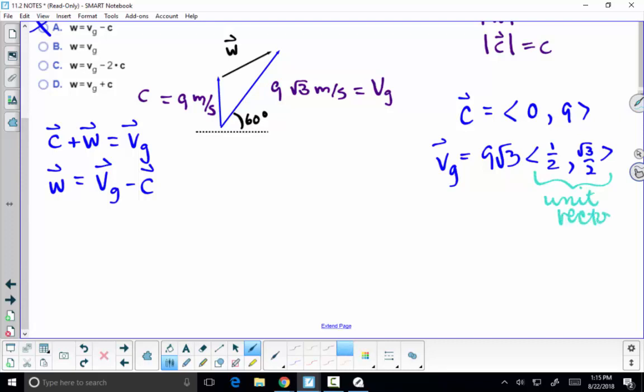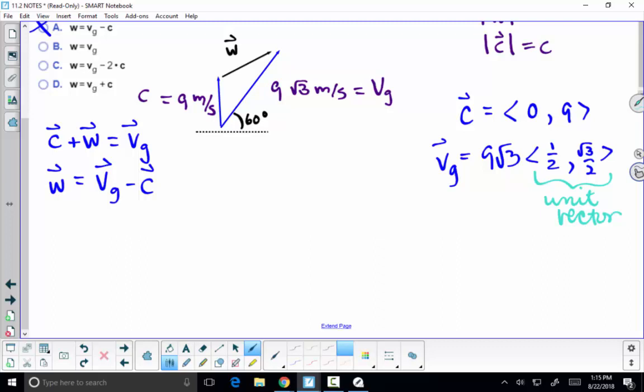And we scale it by the length of the vector, which is 9√3. Any question on that? So whatever the angle is, we put cosine comma sine of that angle. If we're at 45 degrees, cosine 45, sine 45. If we're at 80 degrees, similar.